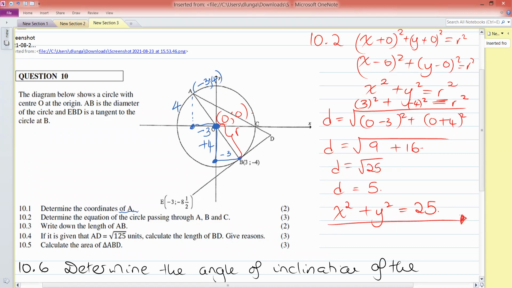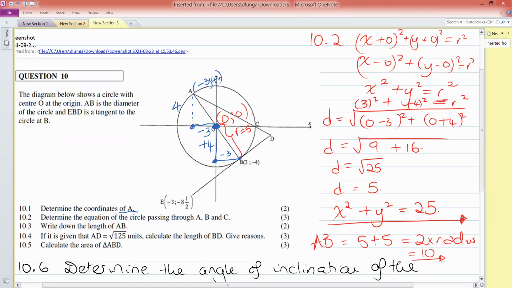So we've determined the equation of the circle passing through ABC. We now want to write down the length of AB. Radius, we worked it out already. Radius is 5. So to work out AB, which is our diameter, what would I say? 5 plus 5, or you say 2 times radius, which is 2 times 5, which is just 10. Awesome. All right.